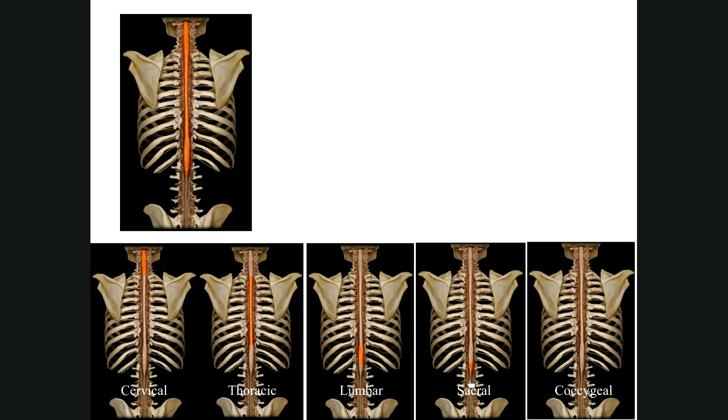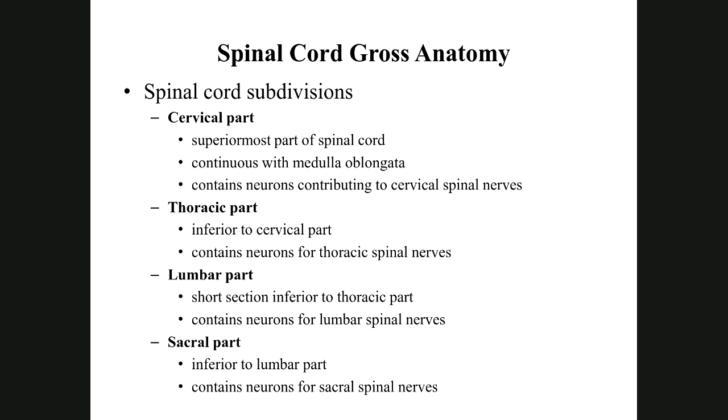And then sacral is at the very tip, the conus medullaris, and then we hit the very tip, which is the coccygeal region. Now, again, the cervical region is what leaves the brain, so it's going to become continuous with the medulla oblongata. We'll get into that. We'll talk about the water boy a little bit.